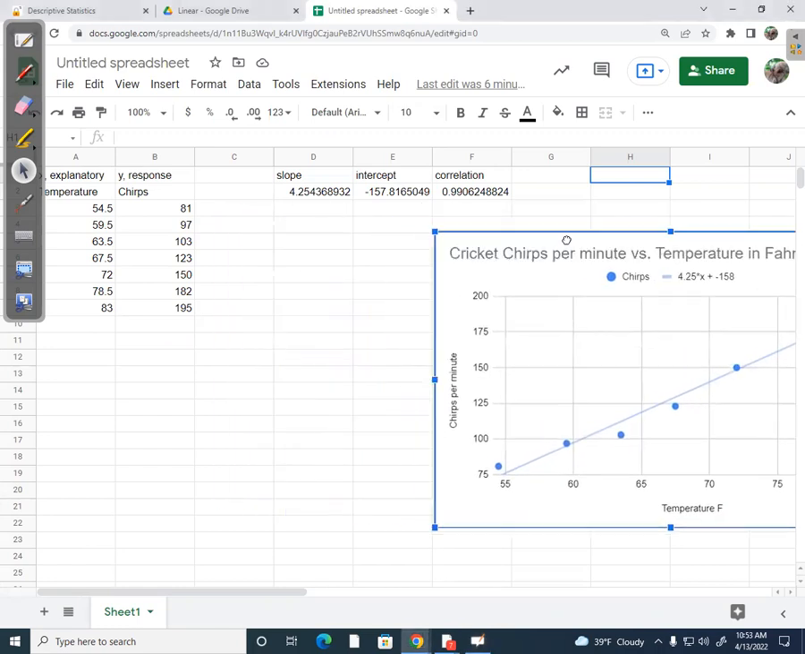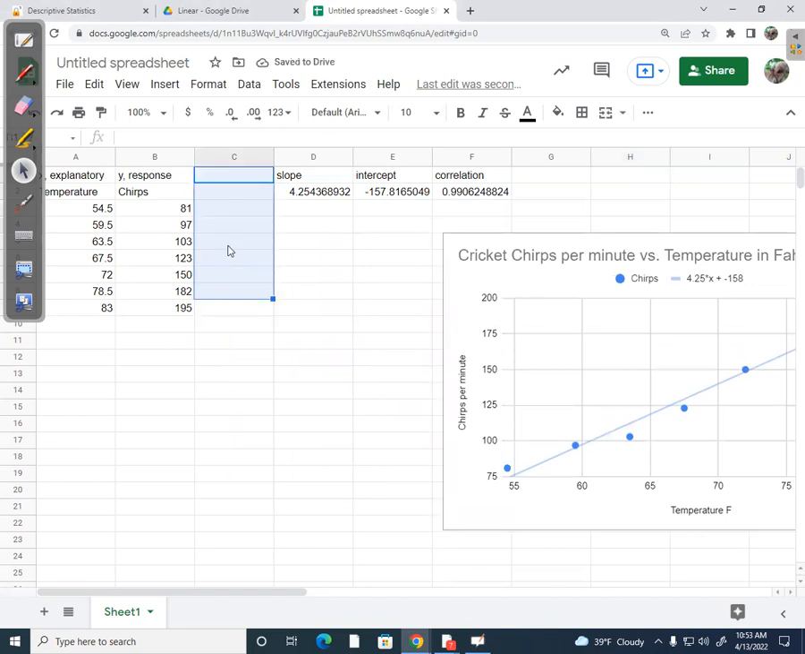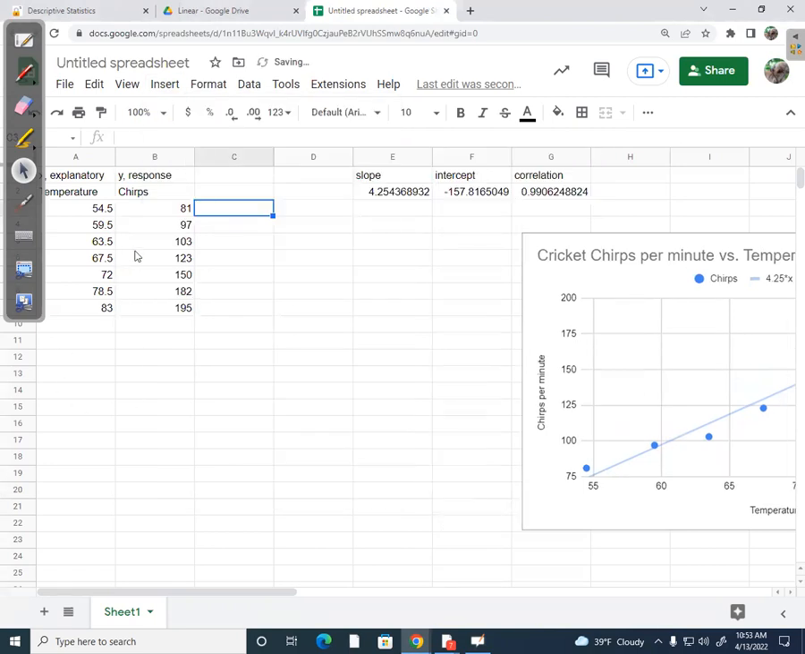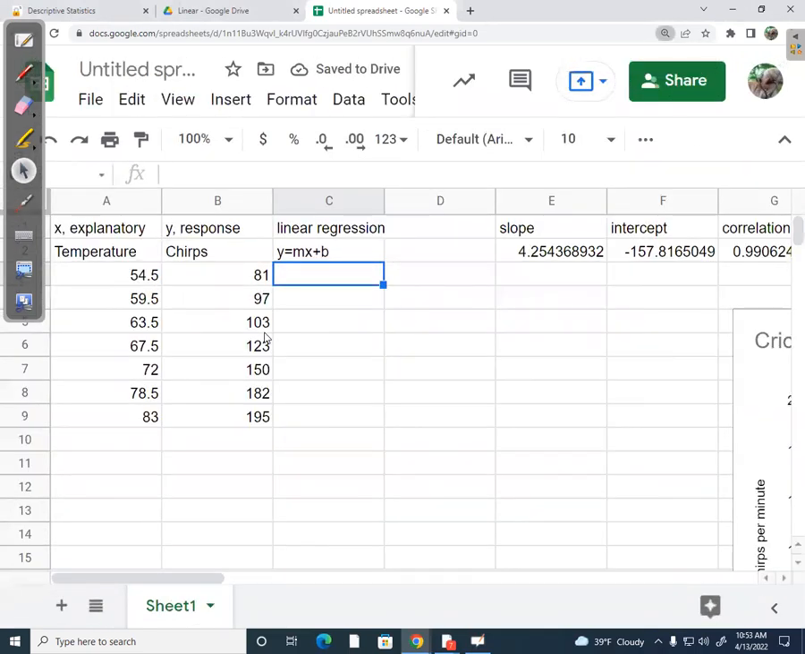All right. So to do that, I need a couple of extra columns here to work with. So I'm going to come in between my Y column and where I calculated slope, intercept, correlation, and I'm just going to insert a couple, I think one's probably enough, column left, sure. All right, so what I want to calculate here is the linear regression values. And linear regression is the y equals mx plus b thing. So I'm going to calculate the y equals mx plus b values for each of these. And let's blow this up a touch. All right. So how do we do that?